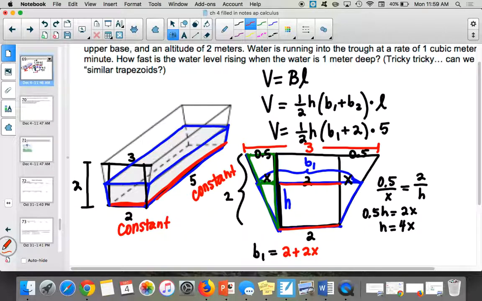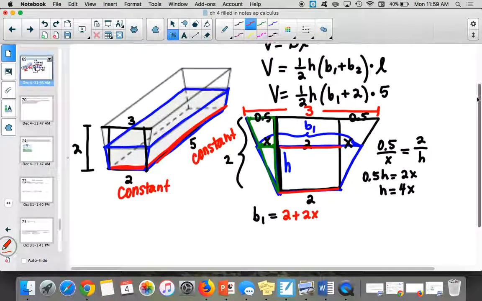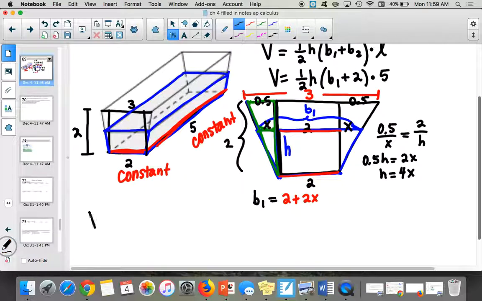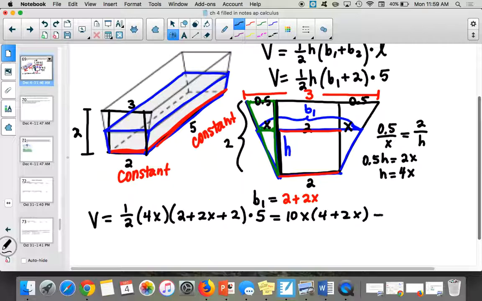So I can replace my b1s with x's, or I can replace my h's with x's. Let's just make everything in terms of x. I'm going to take this volume equation, and it was really 1/2 h. Well, h is 4x, and it's b1, which is 2 plus 2x, plus 2 times the 5. Now everything's in terms of x. Phil, you with me? All right, so we're just going to simplify this. I have 1/2 times 4x times, I'll do the 5 first. So that's 10x times 4 plus 2x, which ends up being 40x plus 20x squared.